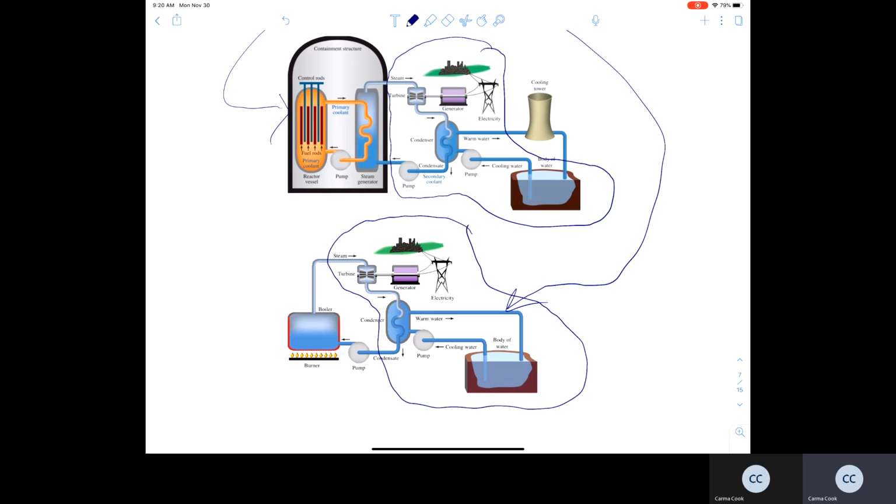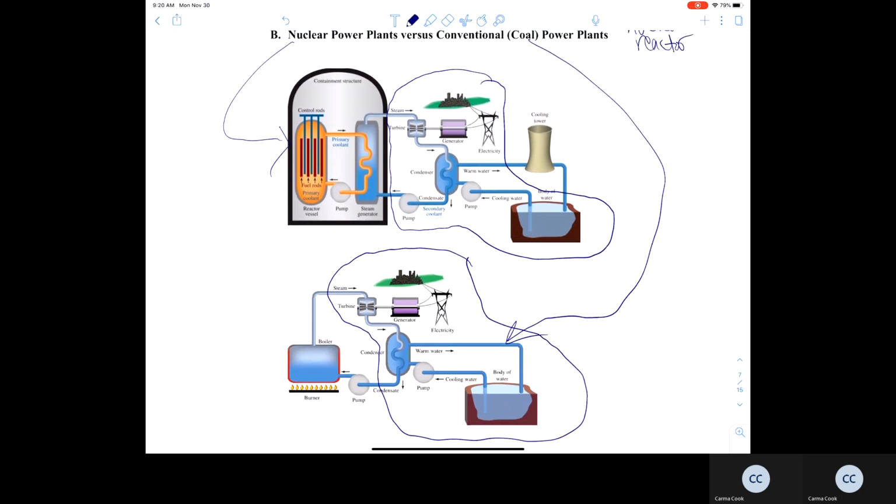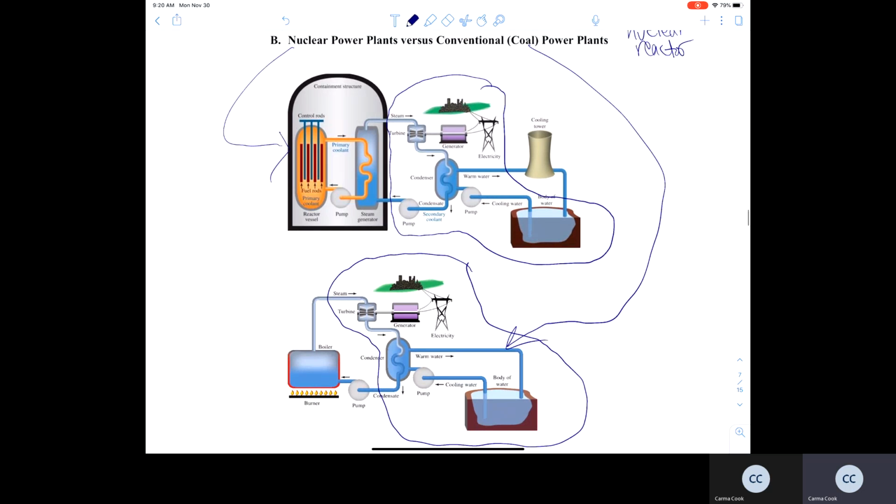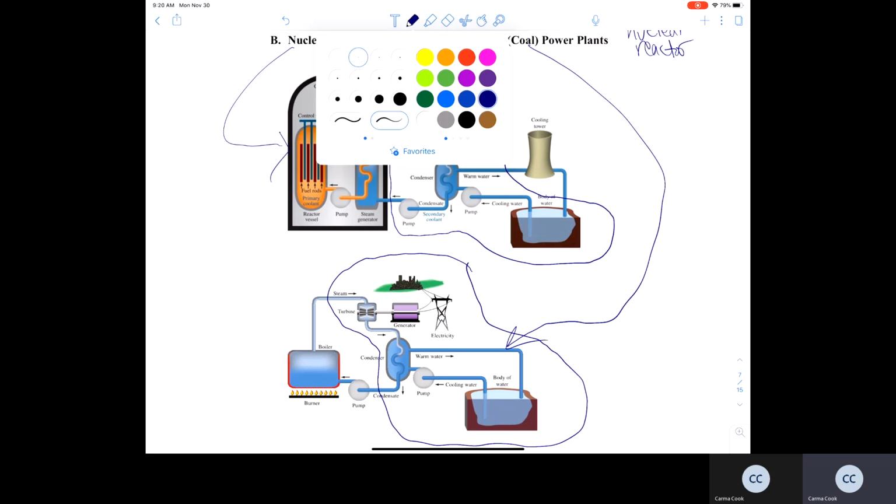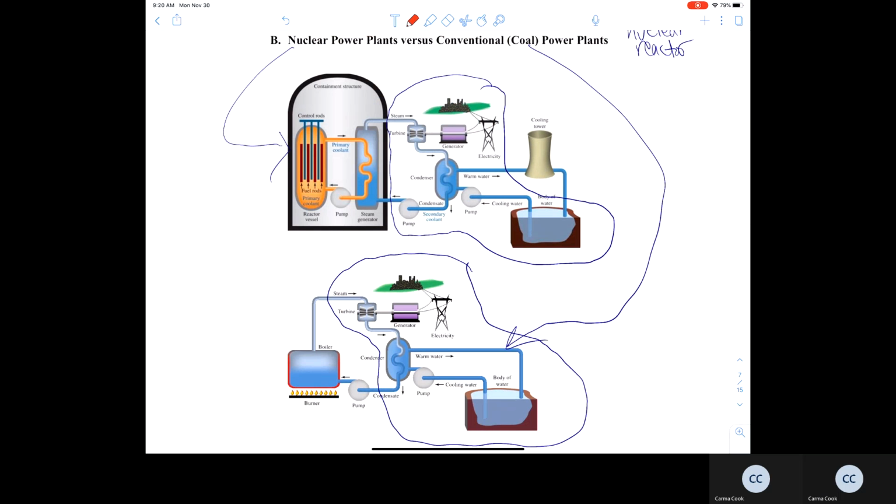That's pretty much identical. So those are your similar areas. What's different is that a coal power plant has a boiler and burner system. And in that burner, that's where the coal is burnt. And then the heat from the coal is used to heat water in a boiler to produce steam. And that steam then travels to the turbine.